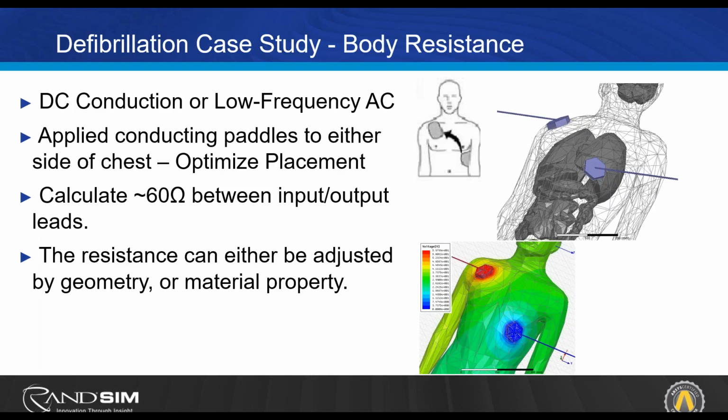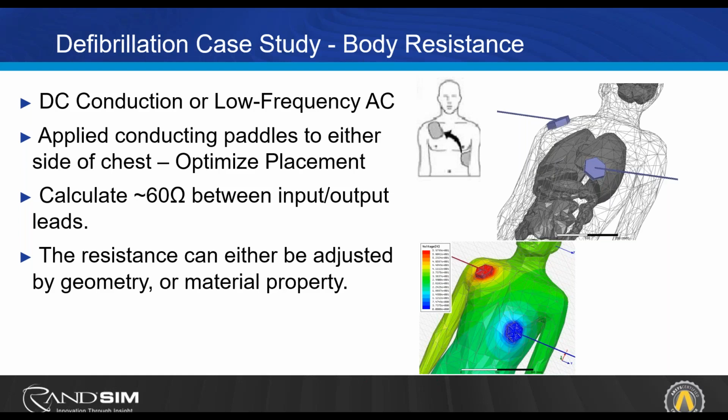The case I'm going to talk about, the first one, is some body resistance modeling, as well as looking at placement of these paddles and measuring voltage, current, and the magnetic field. So in this situation, this is again low frequency DC conduction and low frequency AC. And what's important with this model is that the human body is represented appropriately, so you're getting the results that you would expect to get on a person.